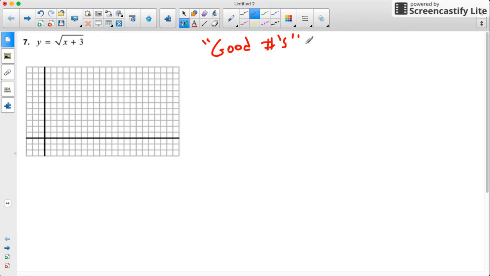And just as a reminder, our good numbers is a number for x. Let me write this down as I go here. So values for x that produce a perfect square inside the radical.